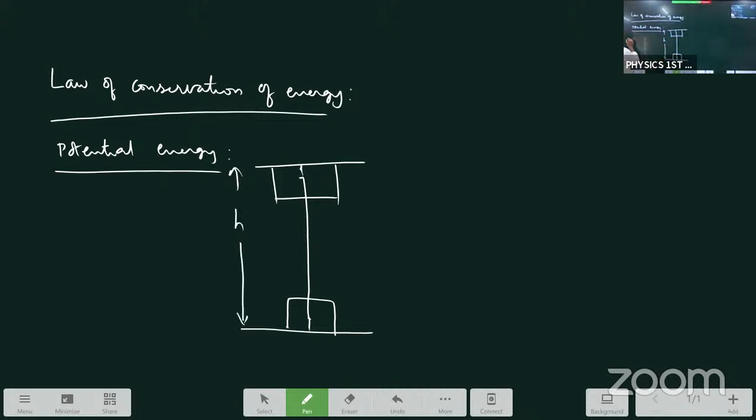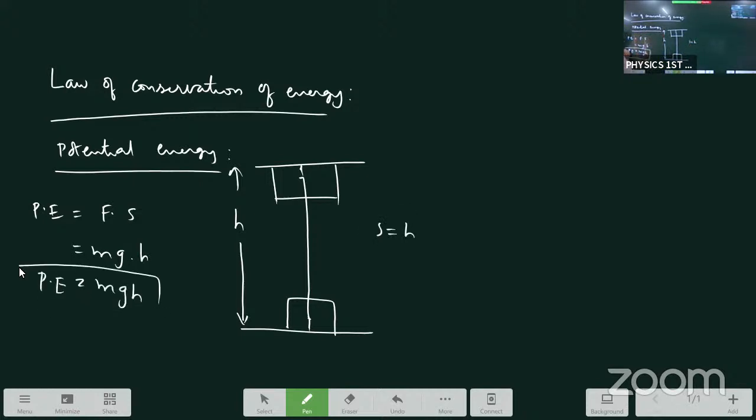So, potential energy, PE formula: generally, the work we are doing. Work formula is force into displacement. Here, force is mg, gravitational force, and S means height, H. So, the potential energy formula is mgh. We are lifting the body from the ground to a certain height. We did some work. That work is its potential energy.